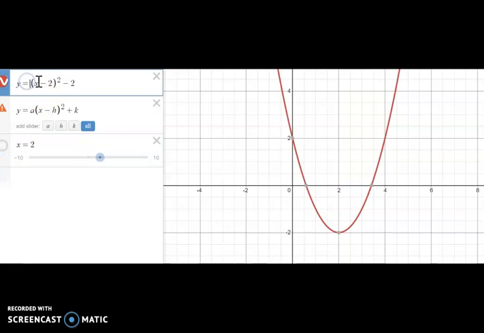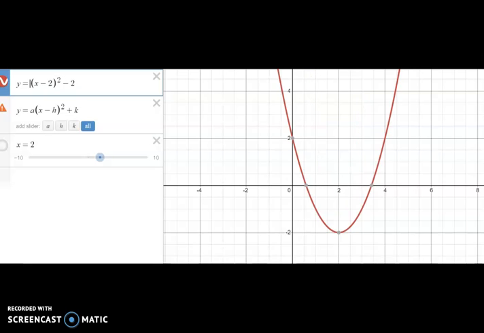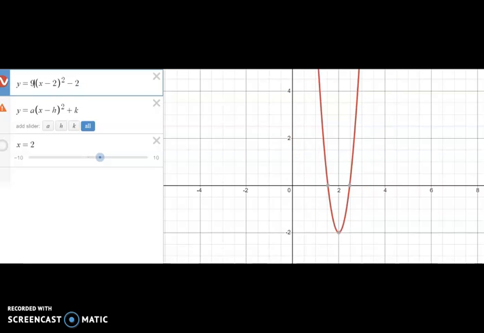Last thing we're going to talk about is a. I already showed you if a is negative, our graph just simply flips up or down. If a is a high value like 5, what's happening to my graph? Or 6, or 7, or 9?